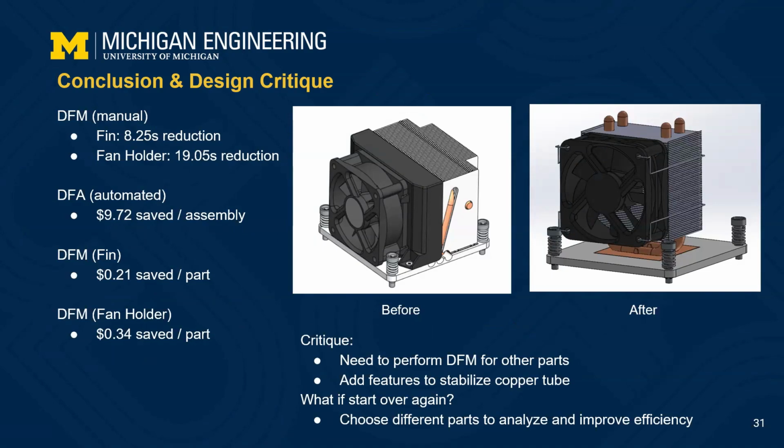To summarize, after a redesign of the CPU cooler, we reduced manual assembly time for the fin by 8.25 seconds and the holder by 19.05 seconds. We improved the automated assembly cost of the copper tube and plate by $9.72 per assembly, and we added DfM guidelines to reduce the cost of the fin by 21 cents per part and the holder by 34 cents per part.